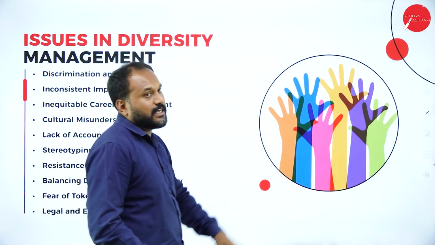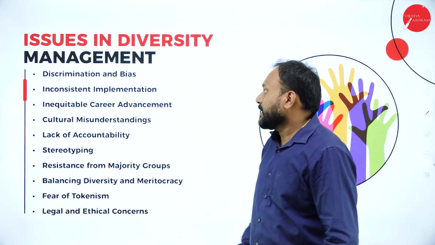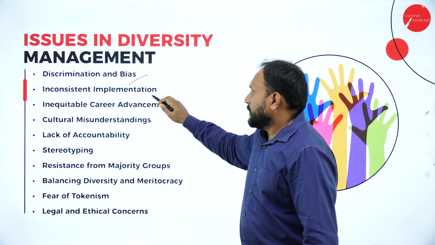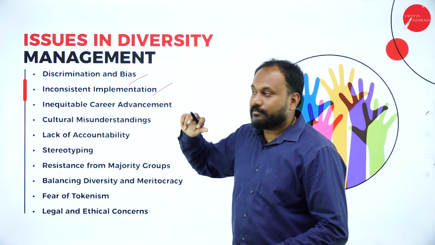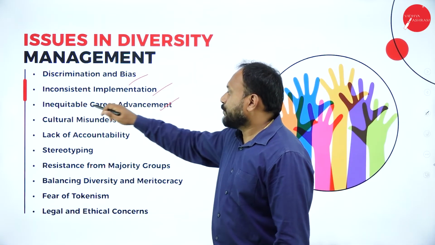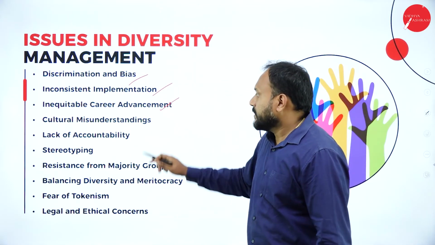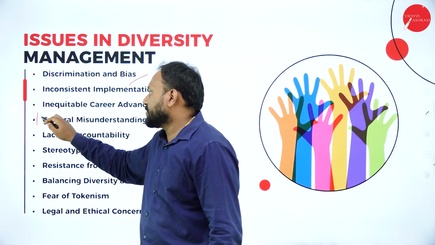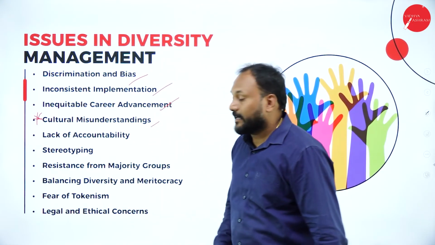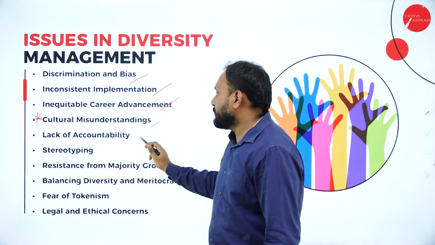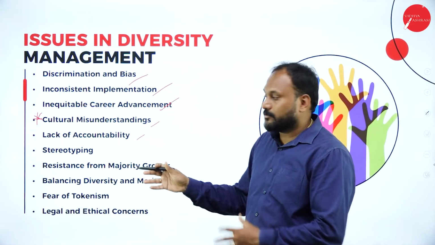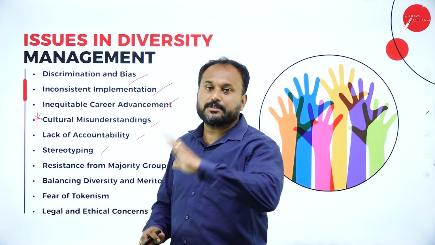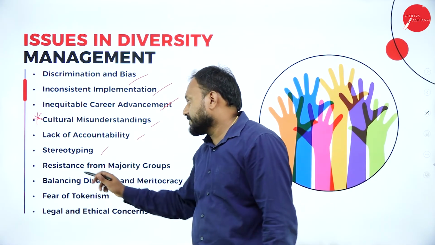And now the last one here is the issues in diversity. What are the issues of diversity? What will happen? See, first is discrimination and bias will be there. Inconsistent implementation will be there. Inequitable career advantage. Cultural misunderstanding, that is a major issue. Lack of accountability. You will not be able to show what exactly the accountable is. Stereotyping, that is stereotypical, what it was before, it should be the same. That is what it is.